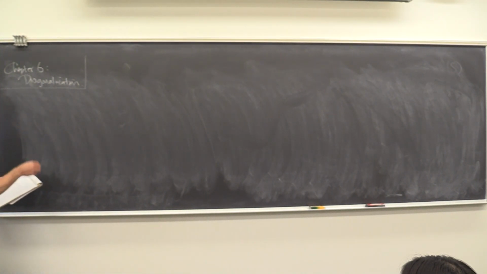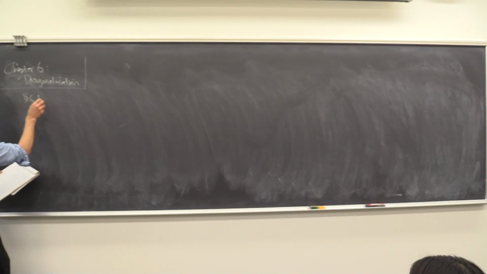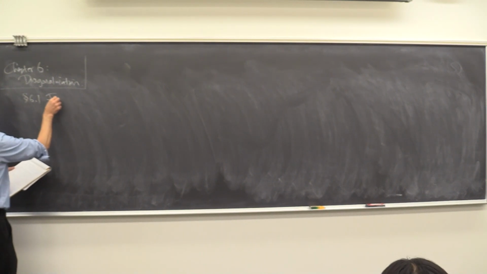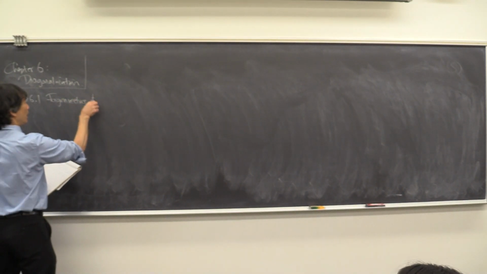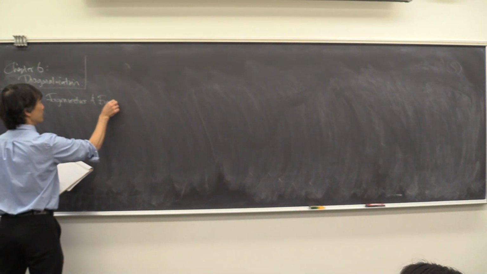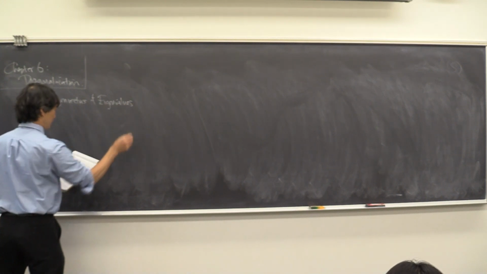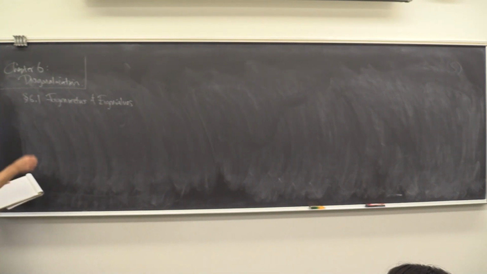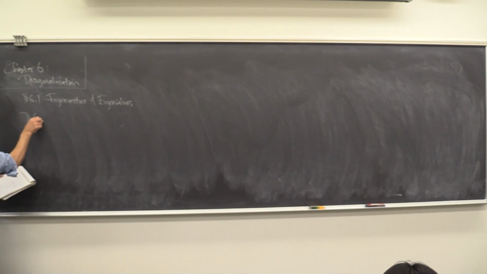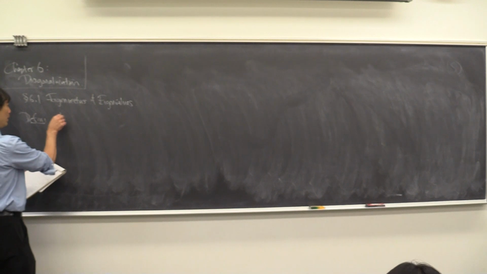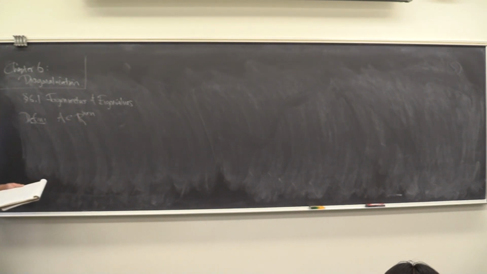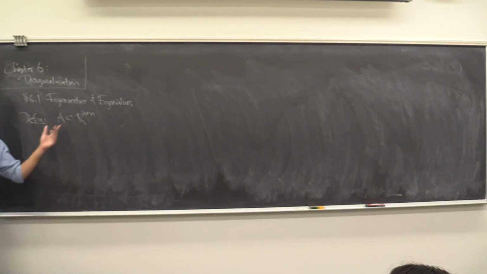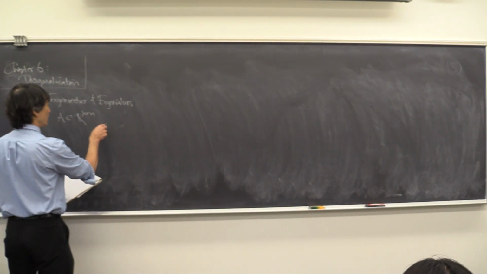Okay, so 6.1 is our first steps in that direction: eigenvectors and eigenvalues. These are things that we've mentioned from time to time. We've seen them occasionally in the course. You start off with a matrix, right?